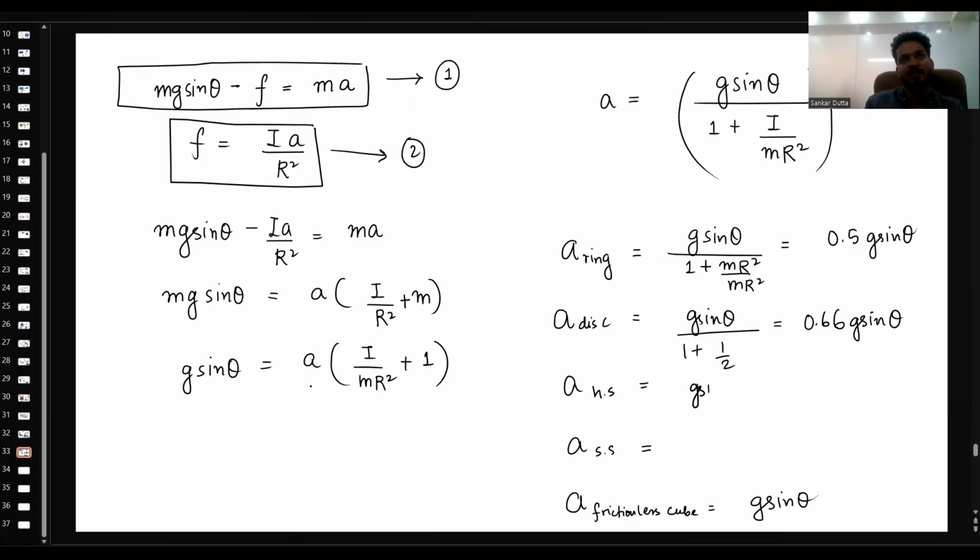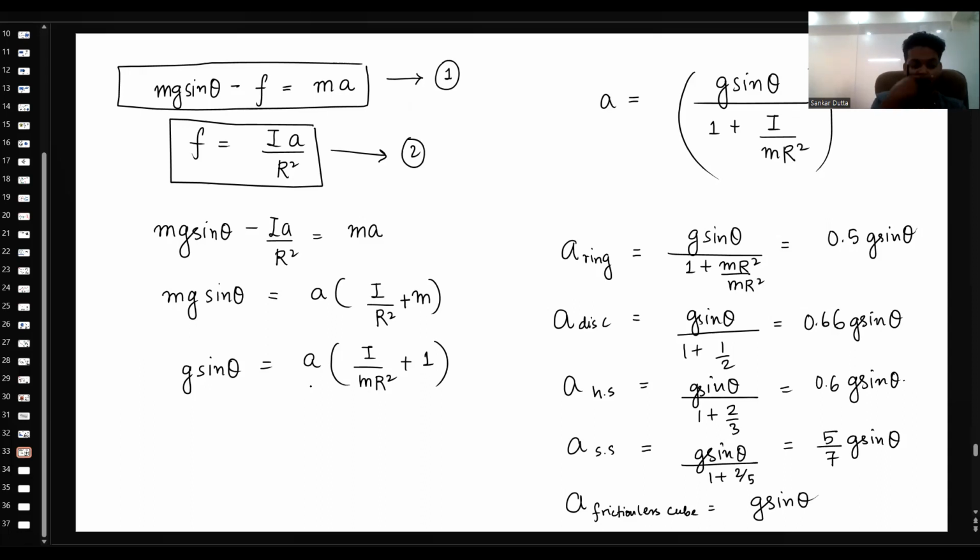For a hollow sphere, this is going to be g sin theta divided by 1 plus how much, guys? 2 by 3. For a hollow sphere, I is 2 by 3 M R squared, right? So it's going to be 3 plus 2, 5, so 3 by 5 g sin theta, which is like 0.6 g sin theta. Am I doing this correctly? Yes, I am. Solid sphere: g sin theta divided by 1 plus 2 by 5. Guys, tell me how much is this? 5 by 7, yes? 5 by 7 g sin theta. Can someone tell me how much is 5 by 7? Approximately 0.7, right?